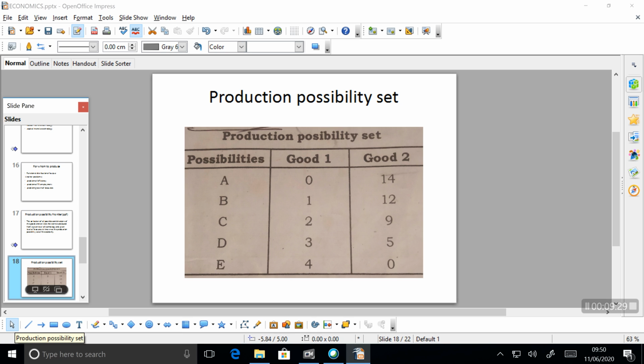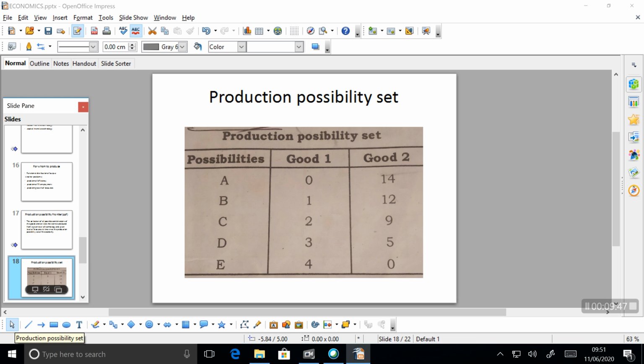And what is the combination of B? 1, 12. What is the combination of C? 2, 9. What is the combination of D? 3, 5. What is the combination of E? 4, 0.